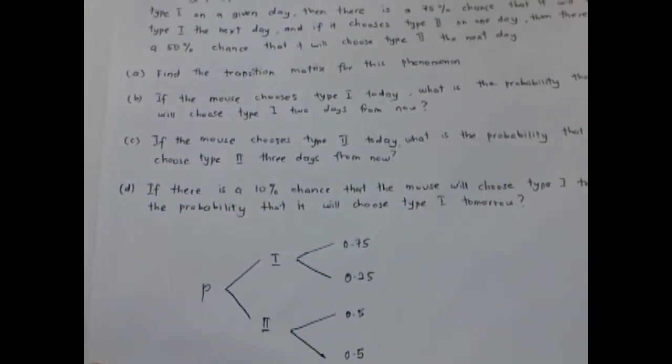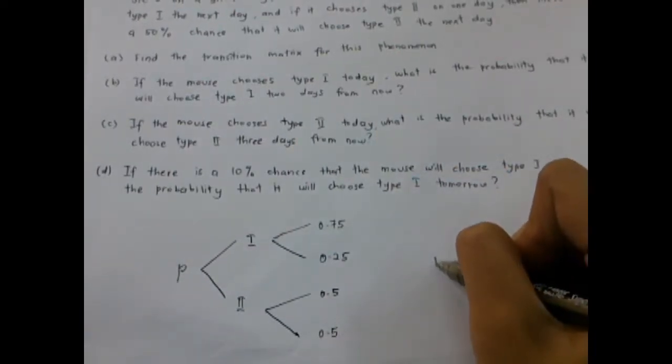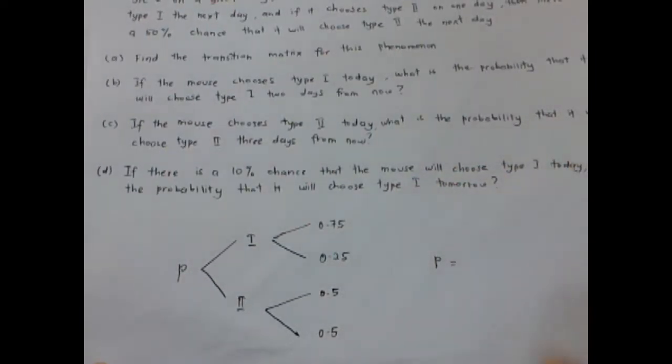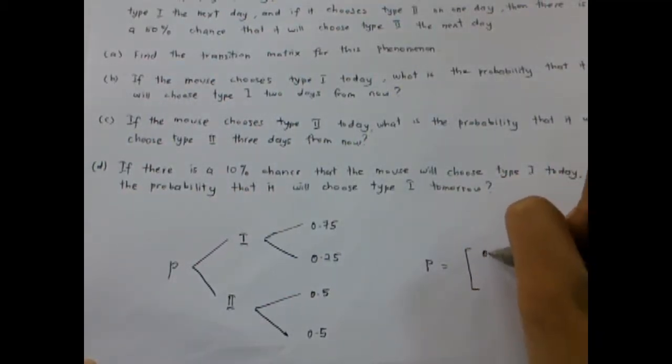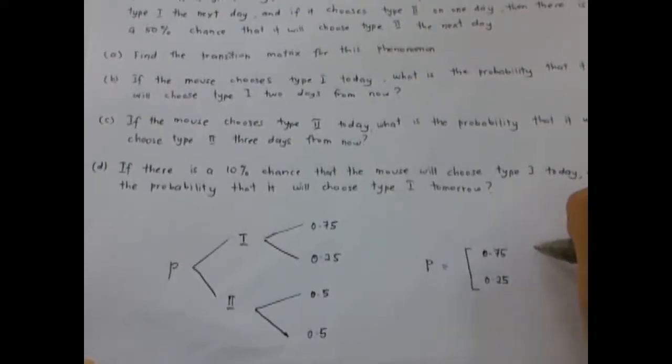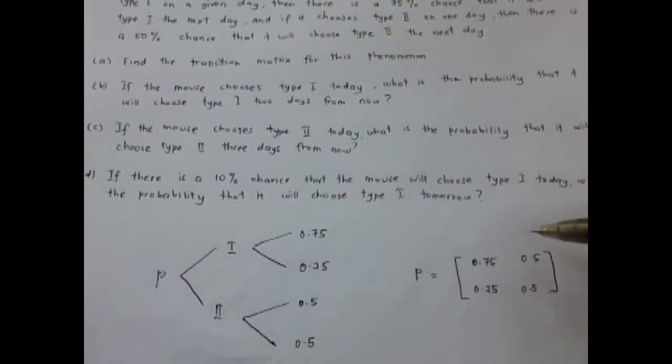So to transform it into a transition matrix, we have P equals 0.75, 0.25, 0.5 and 0.5. The first column is referred to type 1 and the second column is referred to type 2.